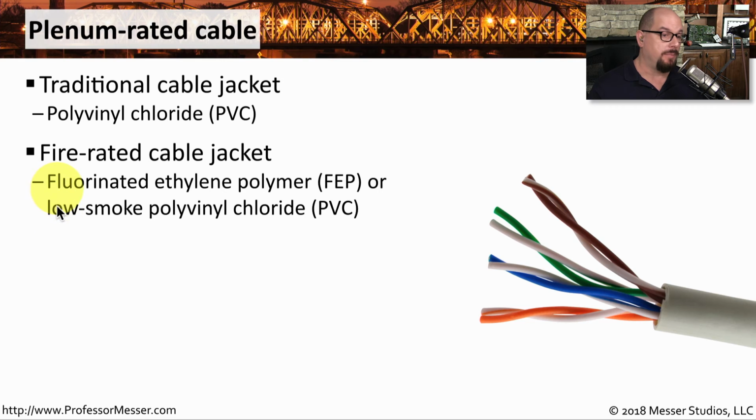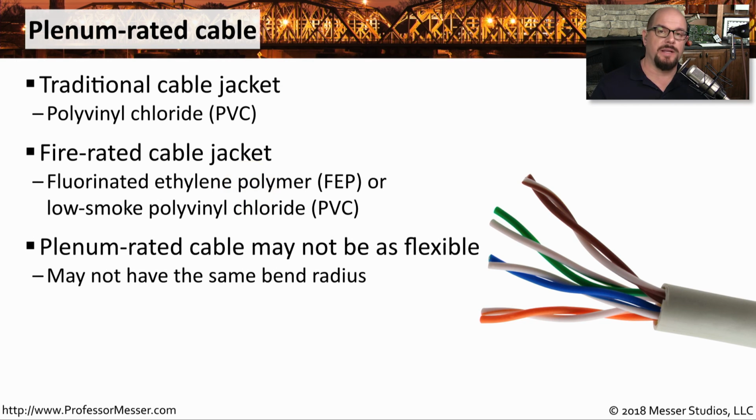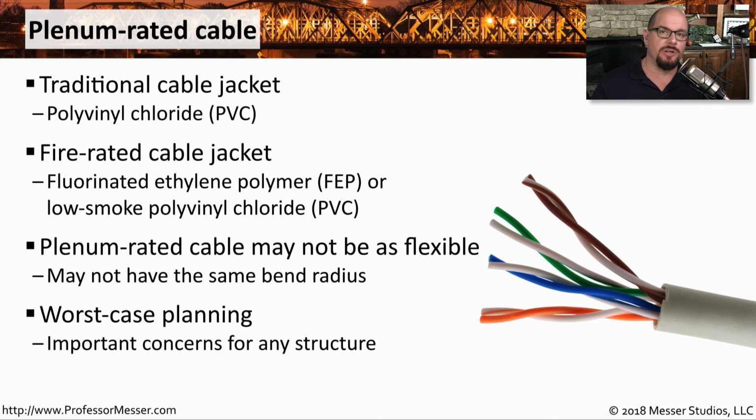If you're putting cable in a plenum, you may want to use a fire-rated cable jacket. This is one that is made of fluorinated ethylene polymer, or FEP, or it may be a low-smoke version of PVC. PVC is relatively flexible. You may find that some of the fire-rated or plenum-rated cable may not be quite as flexible as the other types of cables that you're using. If you're planning to put anything in an area where there could be a concern with fire, then you'll probably want to use a plenum-rated cable.